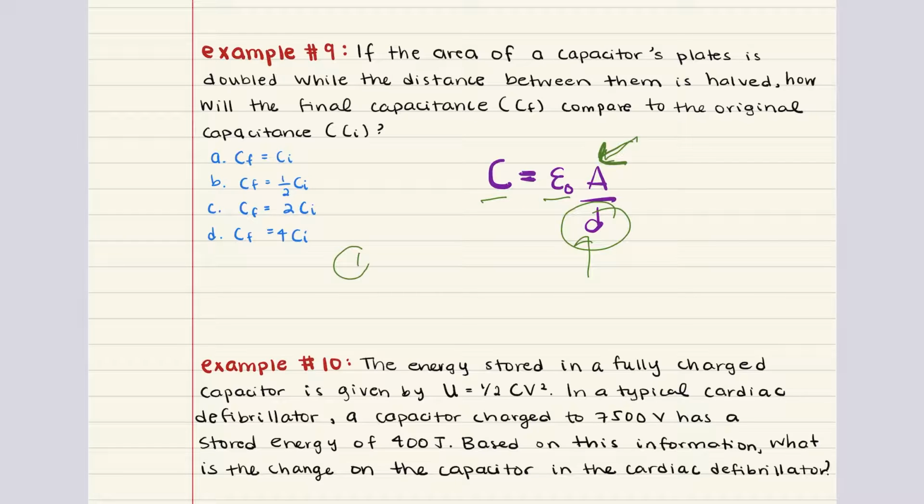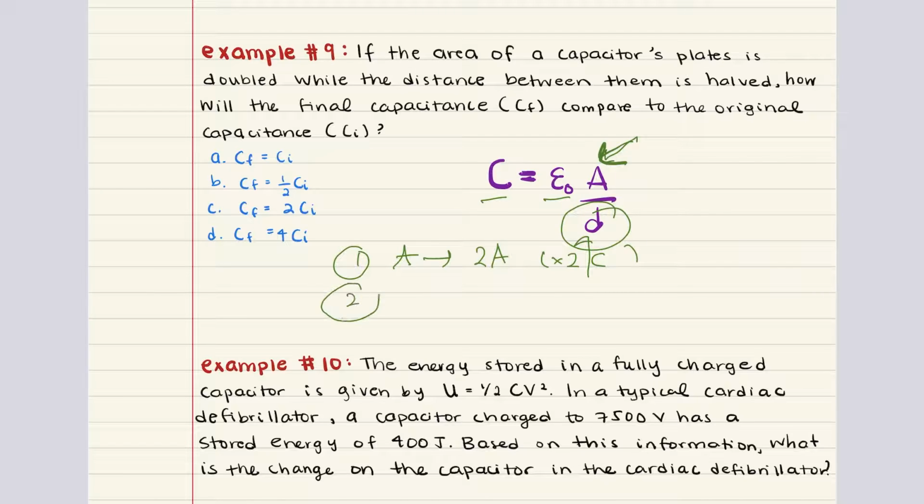The first change is that we are doubling the area of the plates. So if the original area of the plate was A, the new area becomes 2A. Since capacitance is directly proportional to area, doubling the area will double the capacitance. But that's not the only thing we change.